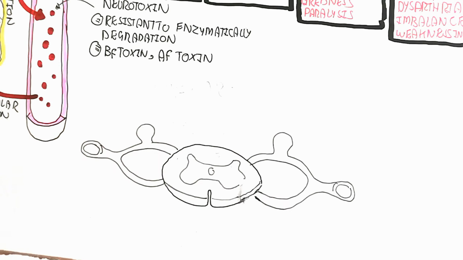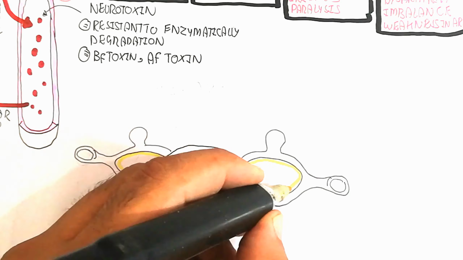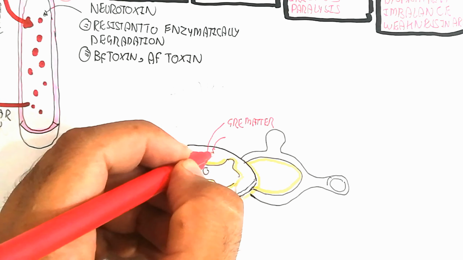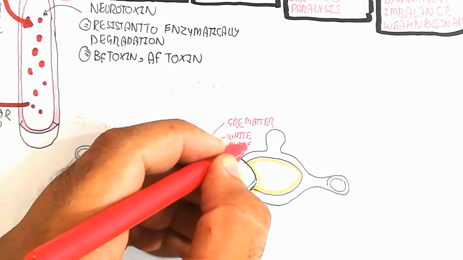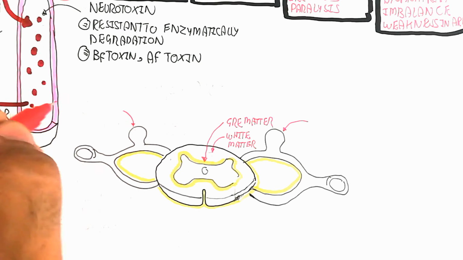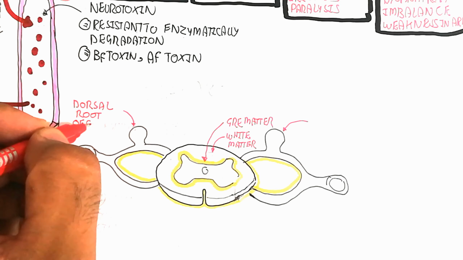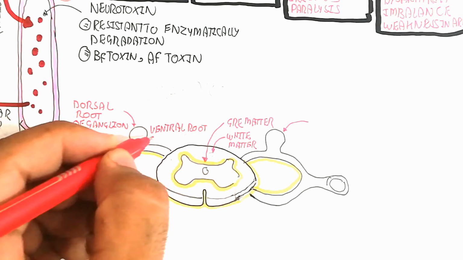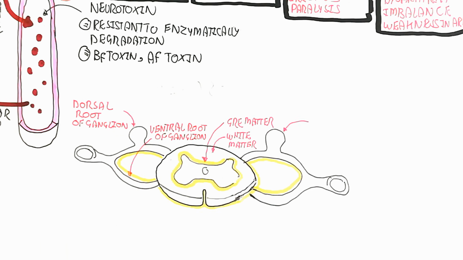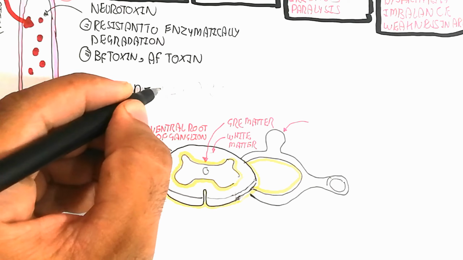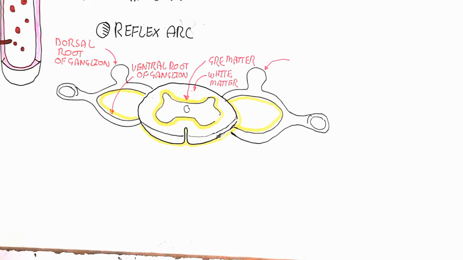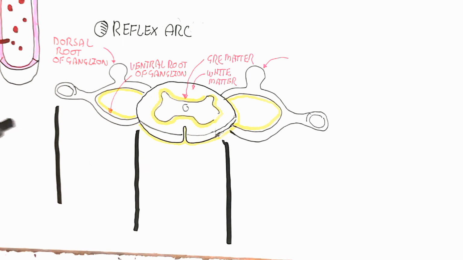But first of all, we need to understand the nervous system. The spinal cord and brain are the central nervous system, while the neurons arising from the spinal cord throughout the body are known as the peripheral nervous system, containing a dorsal root ganglion and a ventral root ganglion. The butterfly-like structure in the spinal cord is the gray matter, while the white matter surrounds the gray matter.